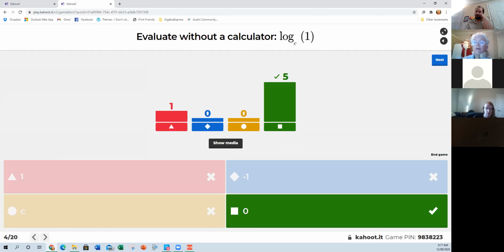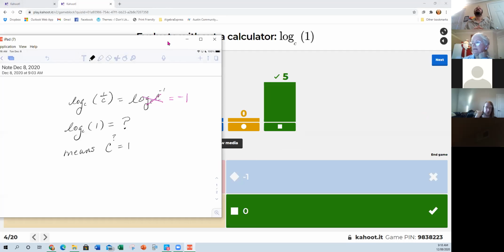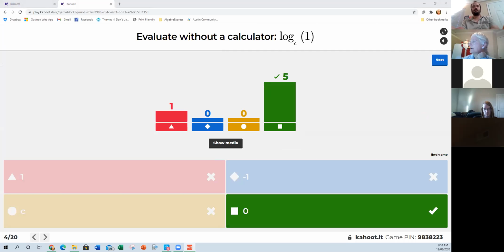Good, most of y'all got that. So log base c of 1 is equal to something we don't know, but that just means that if you take c to some power, you get 1. So the only place that's true is when the power is 0. Anything to the 0 power is 1.